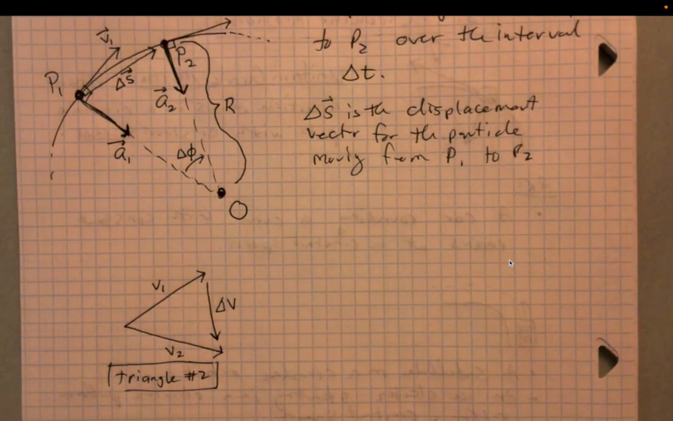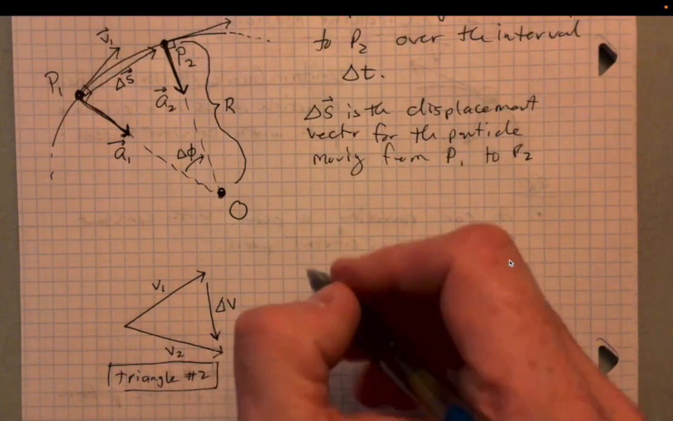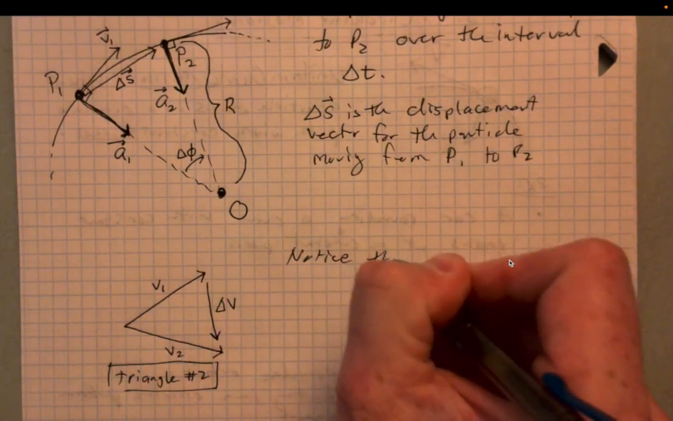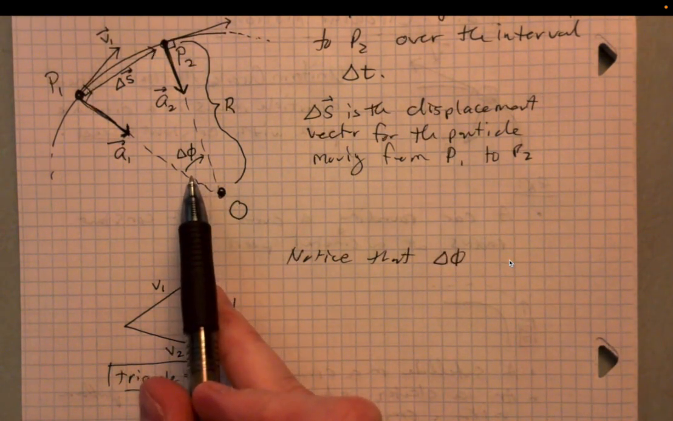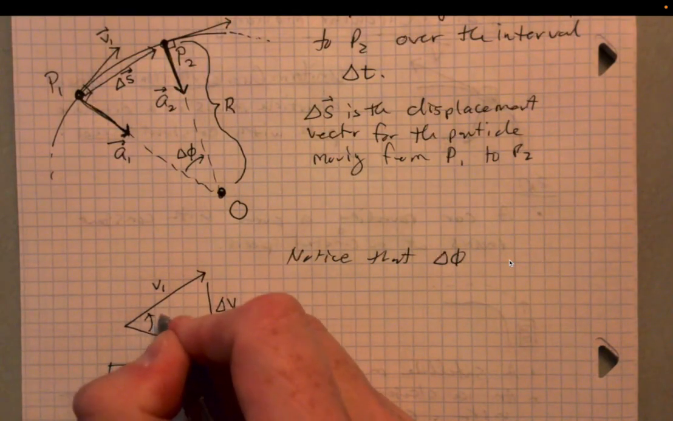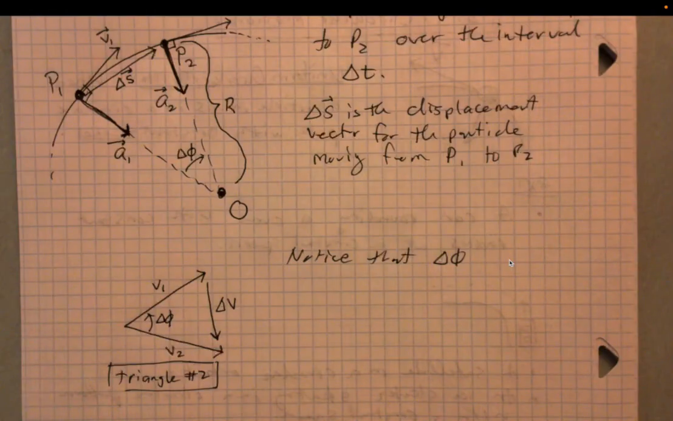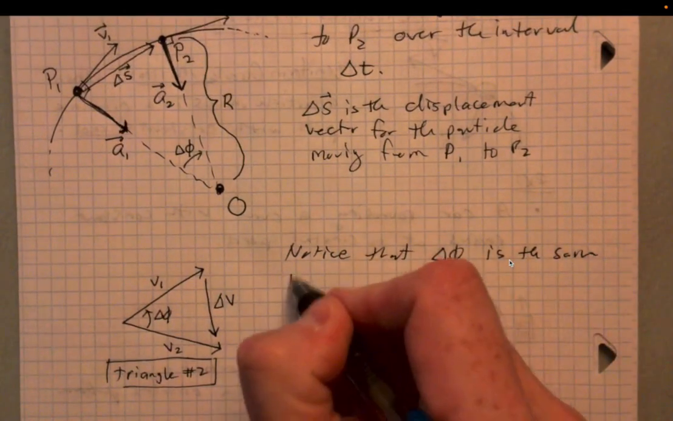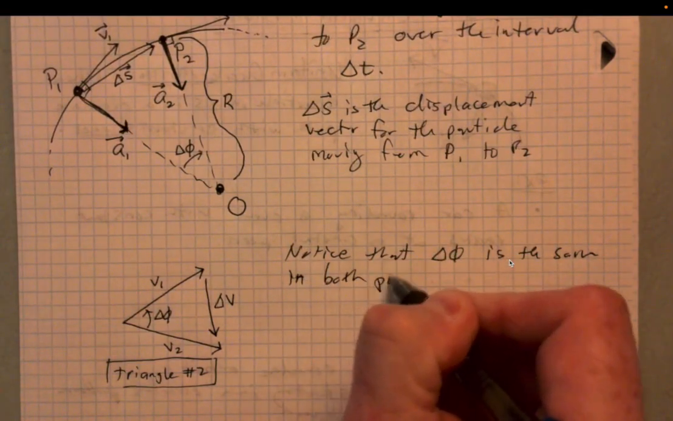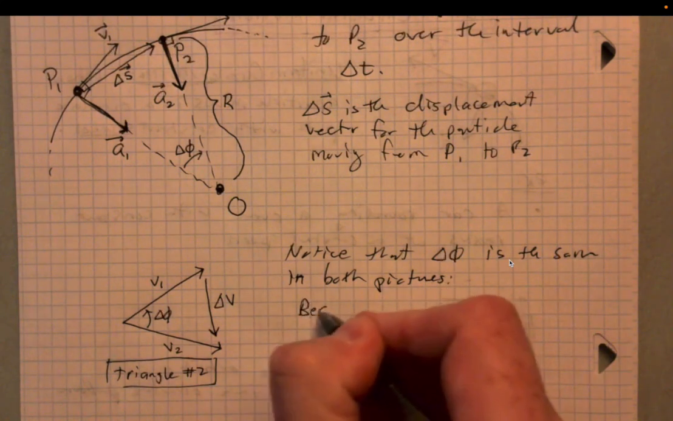Now this is where you've got to get your geometry hat on a little bit. Notice that delta theta in this picture is also going to be found here. Delta phi, I guess, is more of a phi than a theta. So that angle has to be the same. And why is this? Delta theta is the same in both pictures, and that's because of a couple of things.